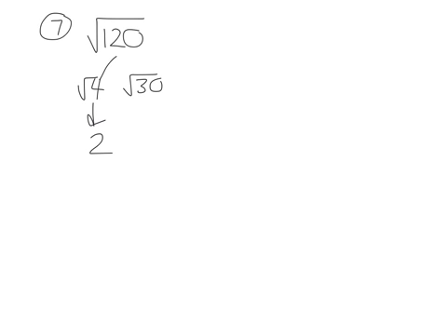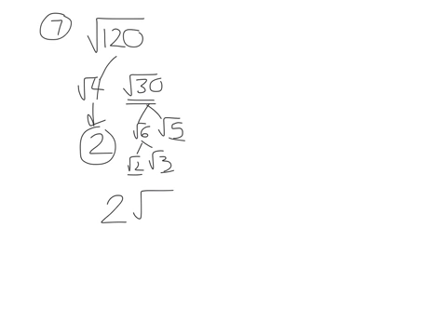Now radical 30, we have to see if we can break it down at all. I've got a just plain 2 here. This I could break to radical 5 times radical 6, or 6 times 5. Radical 6 is radical 2 times radical 3. So 30 is just broken down to 2 times 3 times 5. None of those are perfect squares. Nothing can be multiplied together. So I have to just leave my answer as 2 radical 30.